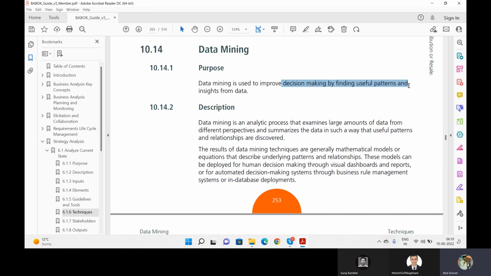डेटा निकालो और उसके ऊपर डिसीजन लो. कंपनीज ऐसे ही करती हैं डेटा माइनिंग के लिए. ठीक है. Description: data mining is an analytics process that examines large amounts of data from different perspectives and summarizes the data in such a way that useful patterns and relationships are discovered.